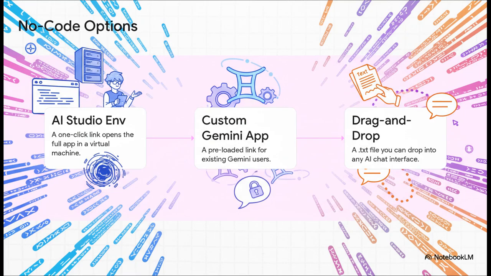So, check this out. You've got 3 instant play options, and they are dead simple. Option 1, a link to an AI studio. You click it, and boom, the whole app just opens in your browser. Nothing to install. Option 2, a custom Gemini link. If you're already a Gemini user, this preloads everything for you. 1 click. And option 3, which might be the simplest of all, is a plain old text file. You just drag it, drop it into pretty much any AI chat window, and you're good to go. It is literally that easy.